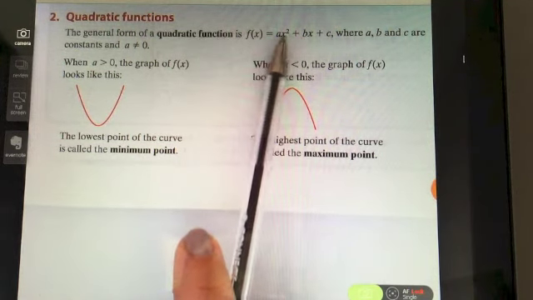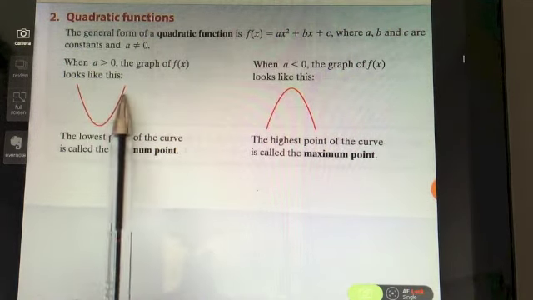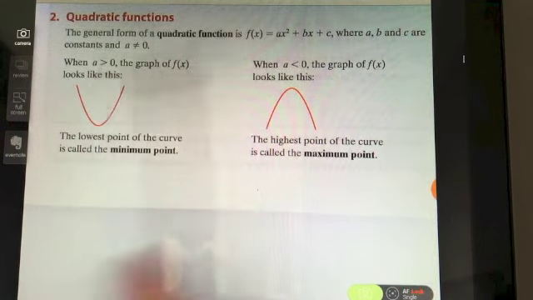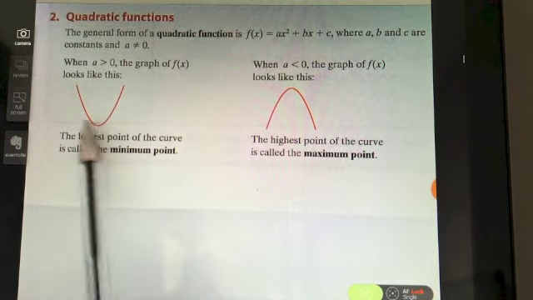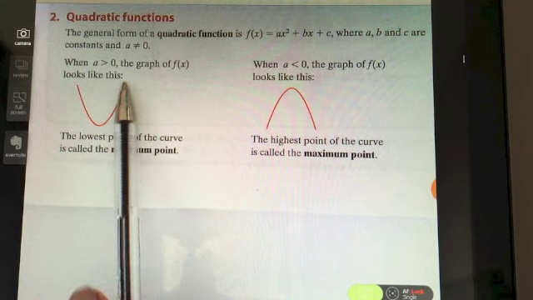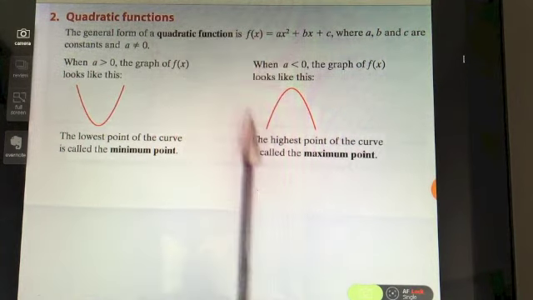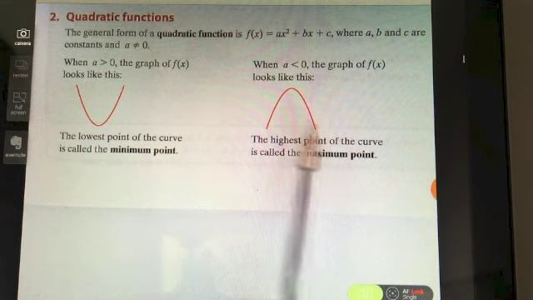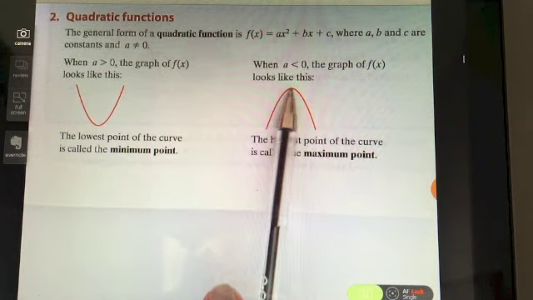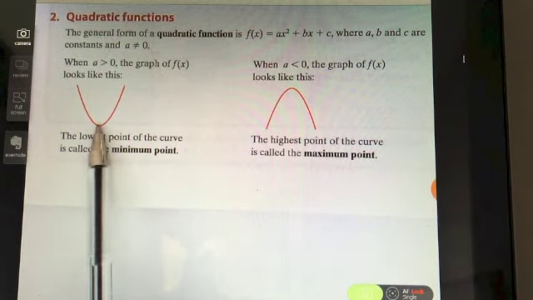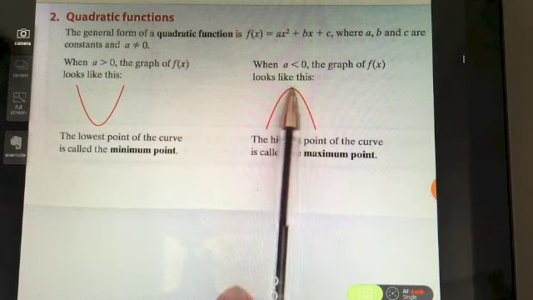With a quadratic, a power of 2, you will always have one turning point. And if the number before the x squared is positive, you will always end tail up. If the number before the x squared is negative, you will always end tail down. Power of 2, one turning point. Okay, so here you'd have a minimum point, and here you would have a maximum point.